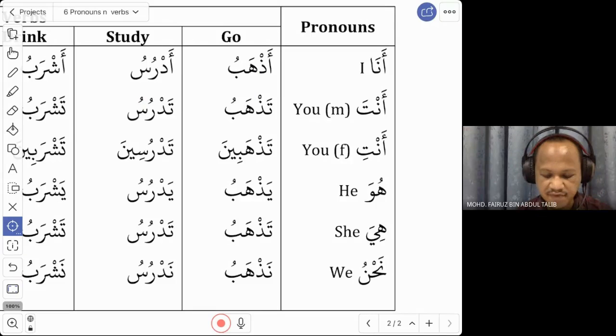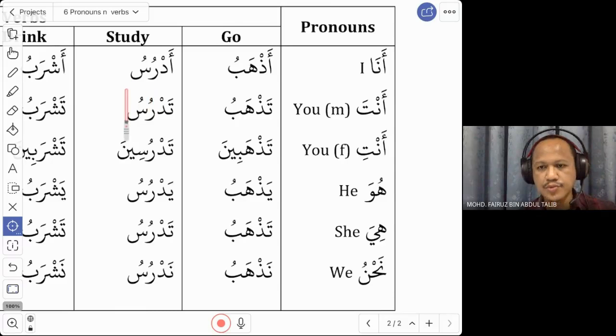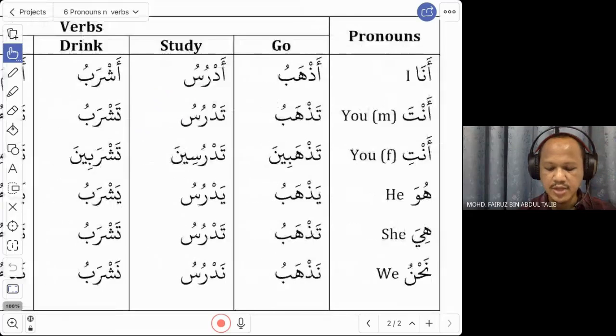We go for the second verb. The second verb, you want to say I study. This is the word, adarusu. Yes, adarusu. So you combine with ana, we say ana adarusu. Or you can also say ana adarus. We skip the last sound. Ana adrus. Yes, good. Okay, so now you have two verbs.